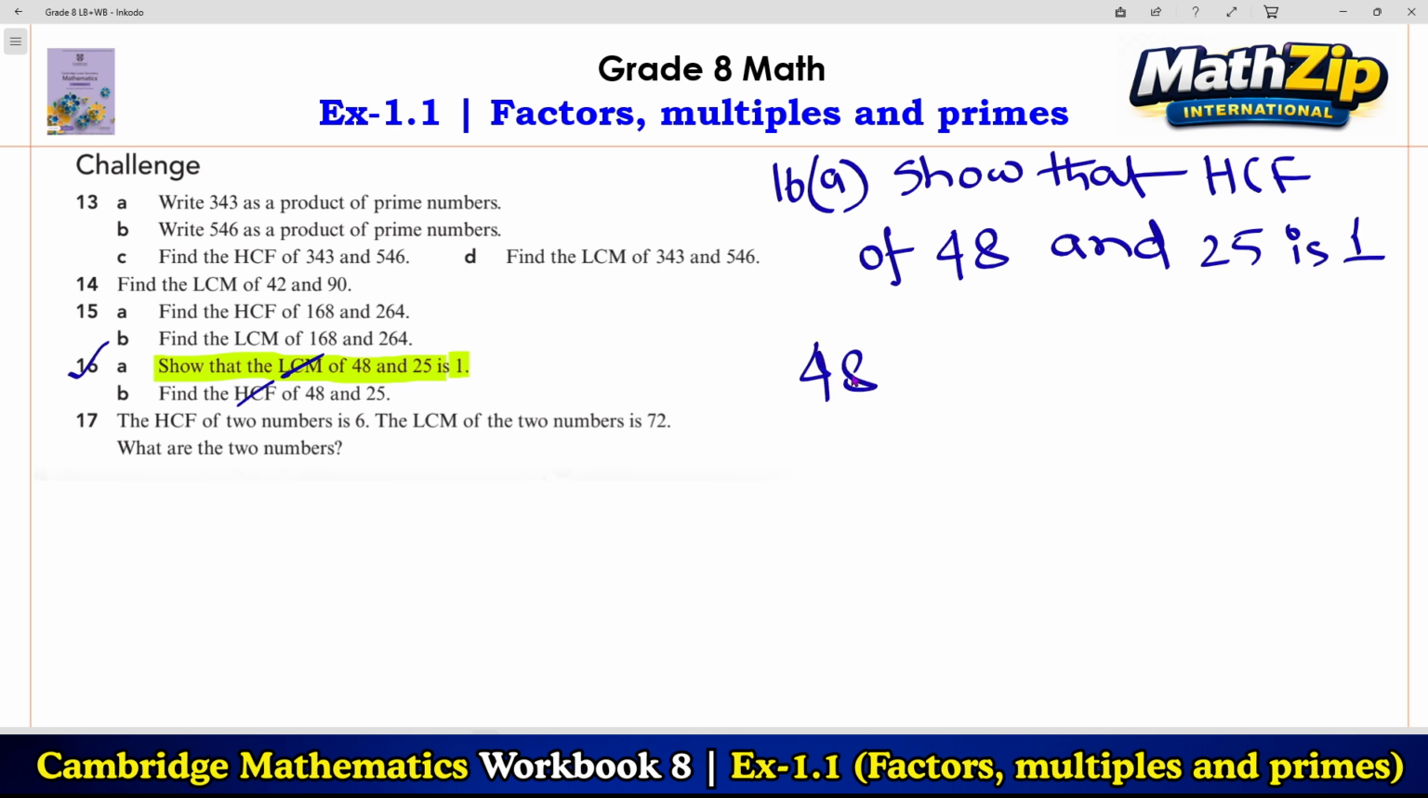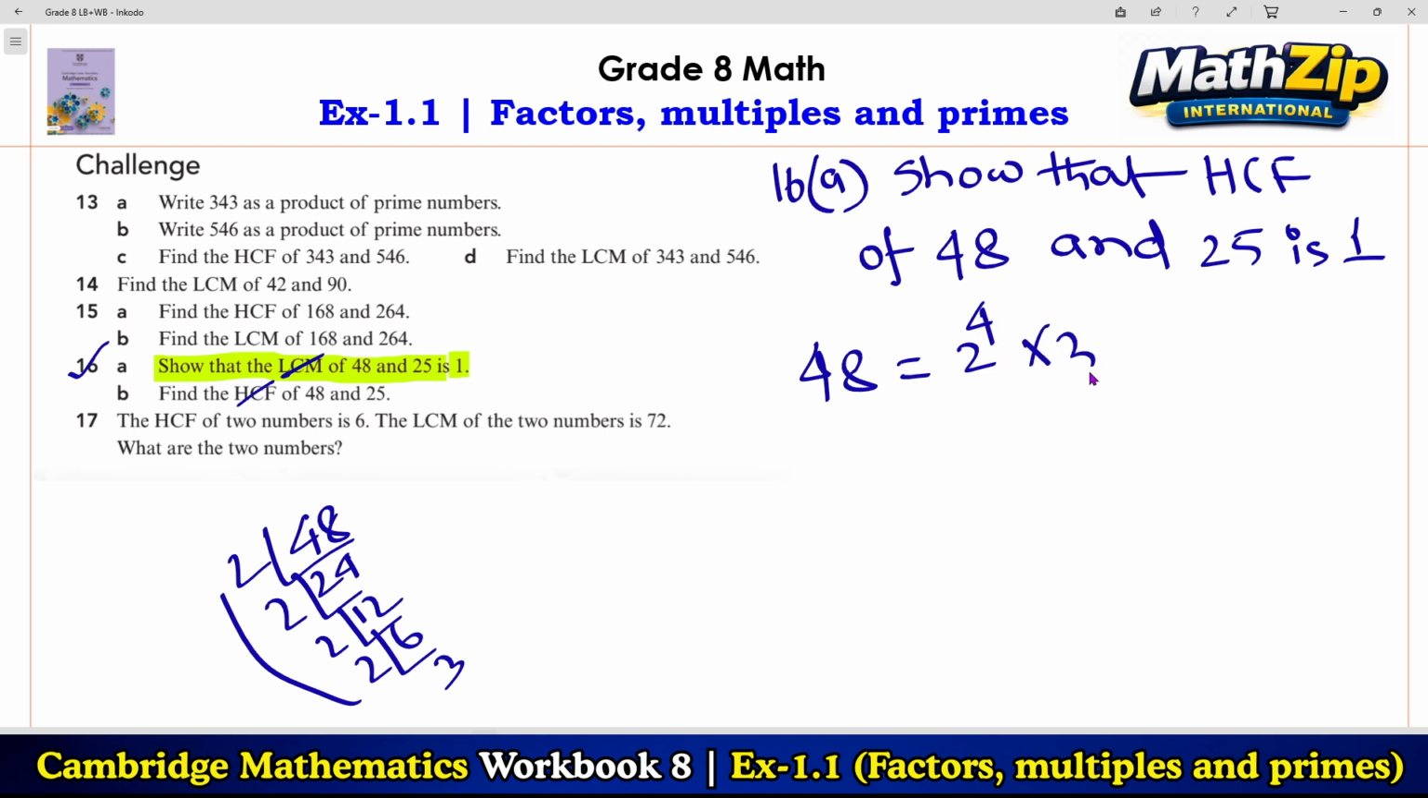So 48 we can write what? 48 divided by 2 is 24, divided by 2 is 12, divided by 2 is 6, divided by 2 is 3. So here is 2 to the power 4 times 3, and 25 is 5 square. So look, there is no common factor.